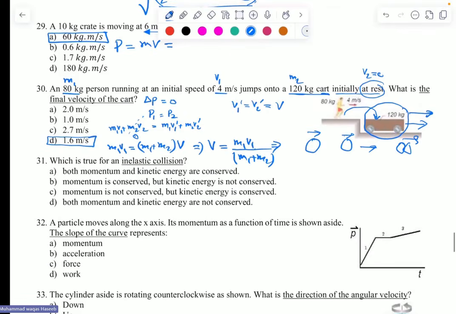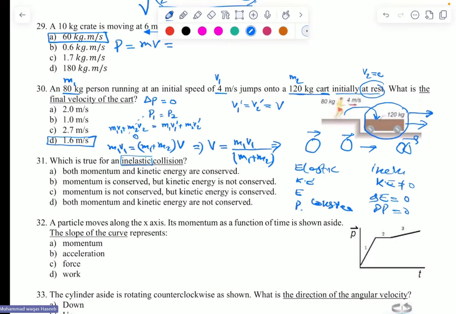Question number 31. Which is true for an inelastic collision? So there are two types of collision: elastic and inelastic. In elastic, kinetic energy, total energy, and momentum of the system are conserved. In inelastic collision, kinetic energy is not conserved, total energy is conserved, and the total momentum is also conserved.